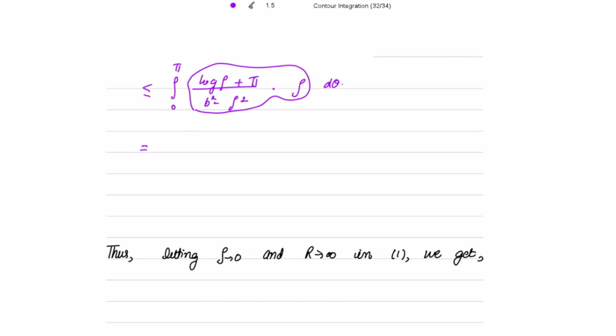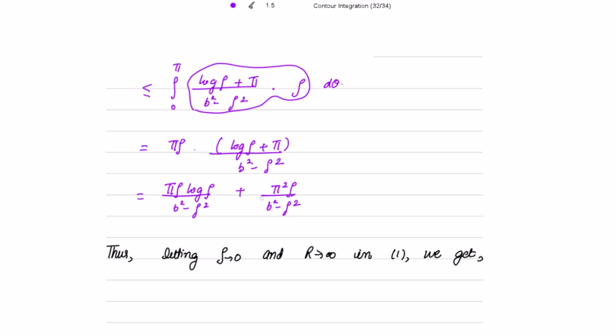So this is equal to, I'm writing rho first, pi times rho log of rho plus pi over b square minus rho square. Fine. Okay, taking this sum, so this is (log of rho plus pi) times rho over b square minus rho square. So the denominator should be positive, right?